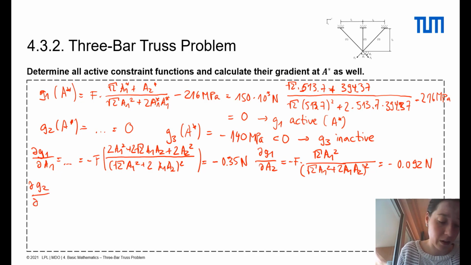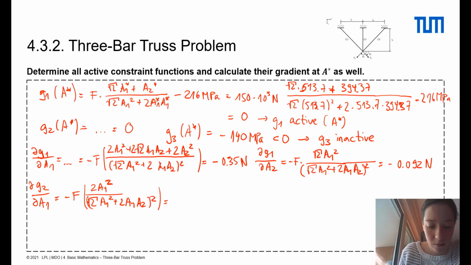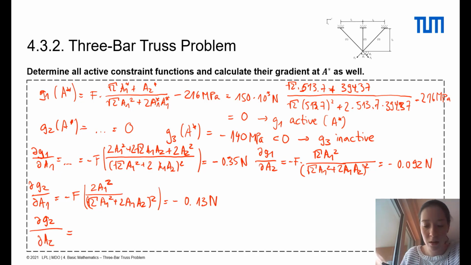And then we got the gradient for G2 over A1, so we take G2, which is sigma 2, 1 minus sigma 2 yield, or 140 megapascal, and we derive that with A1, and finally we do that with G2.